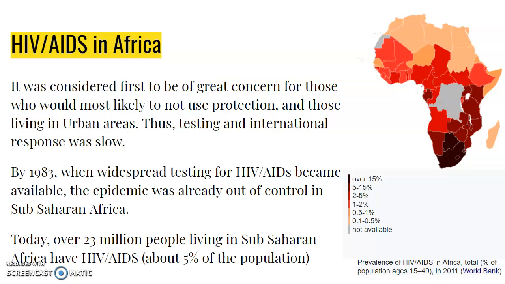Today, over 23 million people live in sub-Saharan Africa, which is on the map here, this region, anything south of the Sahara Desert, have HIV/AIDS, which is only about 5% of the population, but it's drastically higher than any other region on Earth.